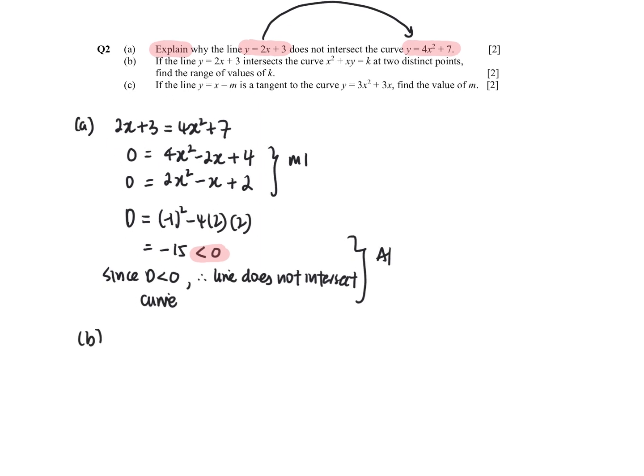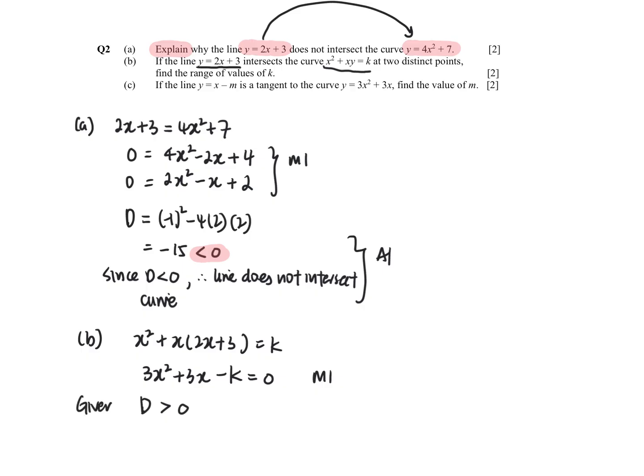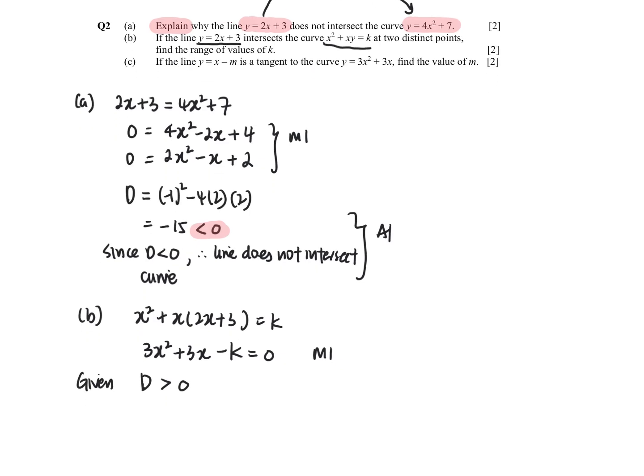Part B, the line intersects the curve at two distinct points. So if you sub y as 2x plus 3, this is the quadratic you should get. So 3x squared plus 3x minus k equals 0. So if I see this, you get your method mark. Next is your discriminant is greater than 0. This is given to you, so you can write it down.